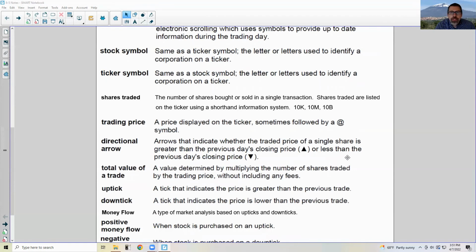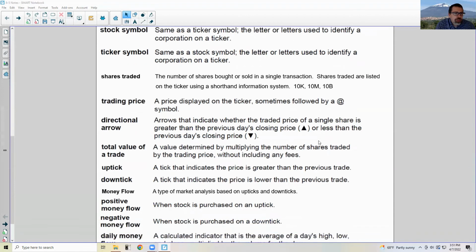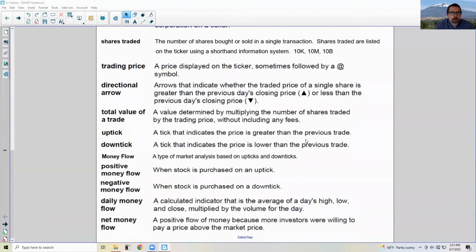Ford is simply F. What other ones do I know? Coca-Cola is KO. Tesla is TSLA. Those are stock symbols. All right, ticker symbol, same as a stock symbol. Shares traded, the number of shares bought or sold in a single transaction. Shares traded are listed on the ticker using a shorthand information system: 10K, 10M, 10B, meaning thousand, million, billion. Trading price, a price displayed on the ticker, sometimes followed by an @ symbol.